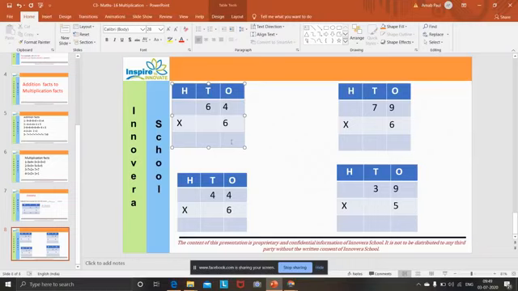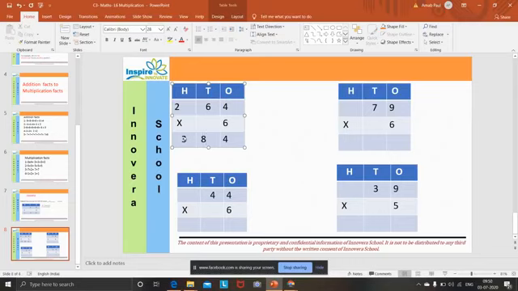So 4 6s are 24. 4 over here, and now we have to carry 2. Okay, we are going to carry this 2. So now 6 6s are 36. 36 plus 2 is 36, 37, 38. So our answer is 384.